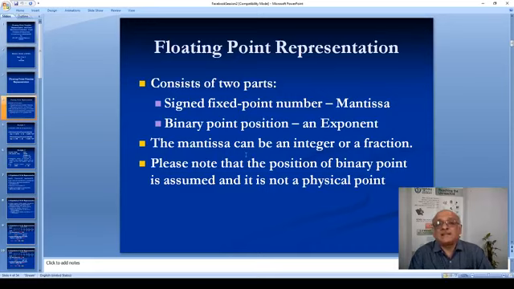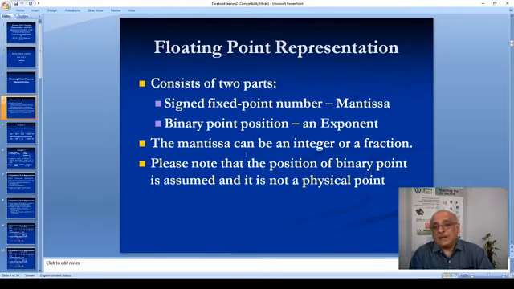It consists of, as you can see in the slide, two parts: a signed fixed point number, which happens to be the mantissa, and the binary point position. Why do we call it floating point? Because the point position is not fixed. Suppose one number is 22.5, another can be 2.25, another 29.75. Like that, the point position is varying, and that is what floating point is.